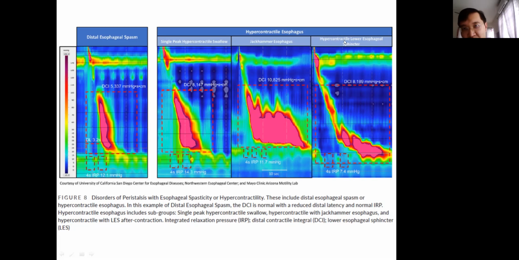And also the hypercontractile lower esophageal sphincter, right? Sometimes we do see this type of pattern as well. So the hypercontractile portion is just at the LES region, and or very near to the EGJ region. So this area is hypercontractile. The rest of the contraction looks quite normal, but when you total up the DCI, it will be more than 8,000, yeah? So these are the three recognized patterns for hypercontractile esophagus.